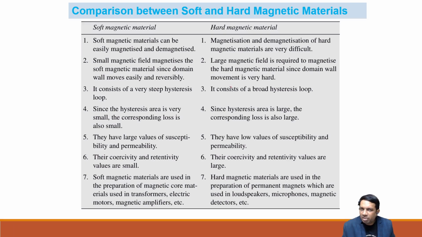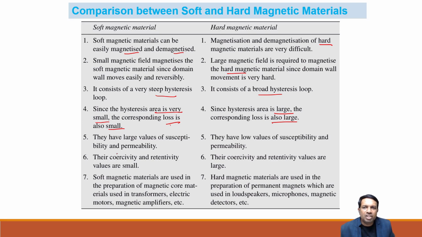In the exam, sometimes they will ask to compare soft and hard magnetic material. Whenever we are writing these parameters, always include the diagram. That is a good idea. Soft magnetic materials can be easily magnetized and demagnetized, while hard ones cannot. A small magnetic field magnetizes a soft magnetic material, since domain walls move easily and reverse; in hard material it is hard to magnetize. Soft material has a very steep hysteresis loop, while hard has a broad hysteresis. The soft hysteresis area is small, so loss is low, but the hard area is high, so loss will be very high.